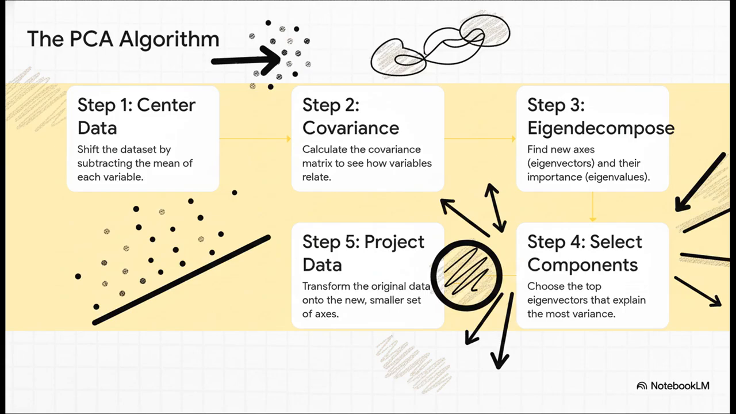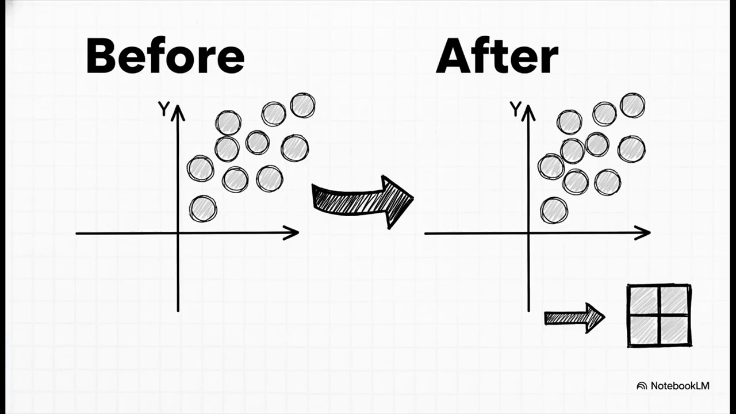Okay, so the actual process to find these principal components follows a pretty clear roadmap. Now, we're not going to get bogged down in all the heavy math, don't worry. We're just going to focus on the why behind each of these steps. The very first thing we do is center the data. We just find the average for each column and subtract it. That basically just shifts our whole data set so its center is right at 0. After that, we calculate something called the covariance matrix. Now, don't let that name scare you. It's really just a little table that shows us how each variable relates to every other variable.